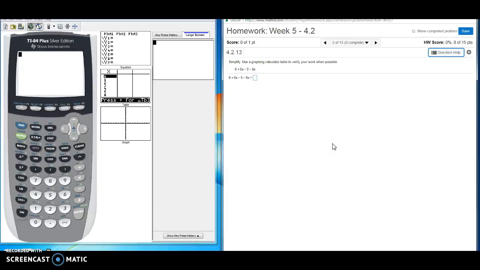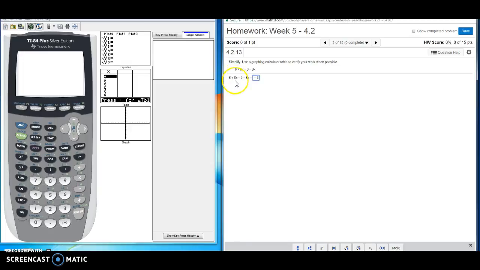In week 5, we start combining terms to simplify expressions, and we're often asked to use a graphing calculator table to verify our work. I wanted to illustrate that with this problem, 6 plus 6x minus 9 minus 8x. So I notice my like terms are my terms without a variable, both 6 and negative 9. Again, the 9 keeps the sign right before it. And so I'm looking at 6 minus 9, which will give me a negative 3.